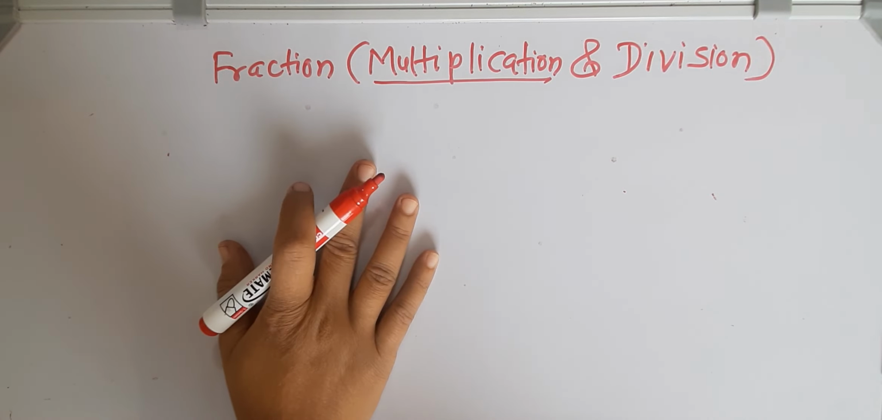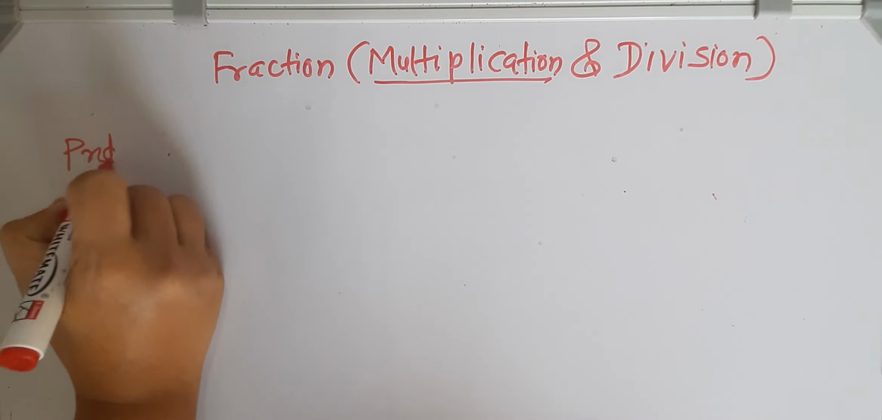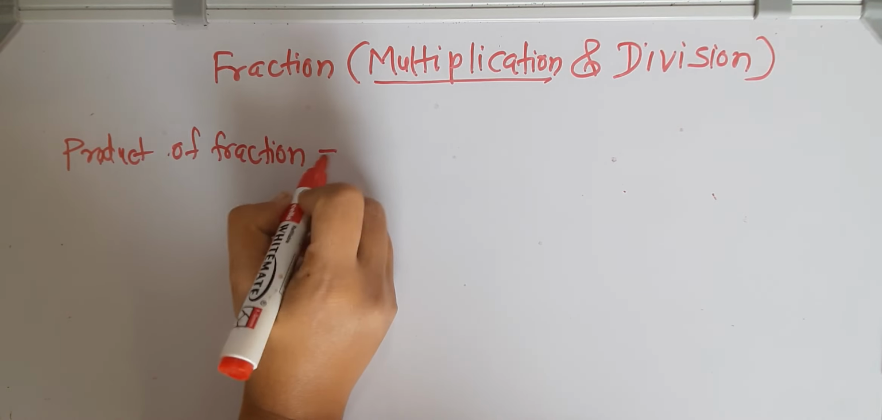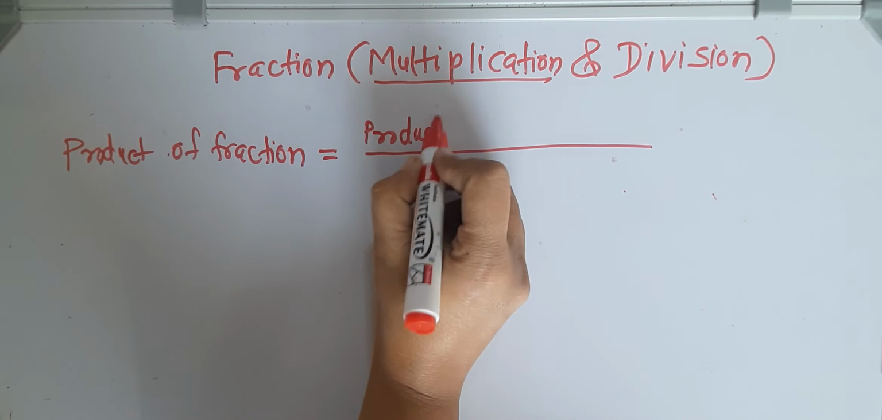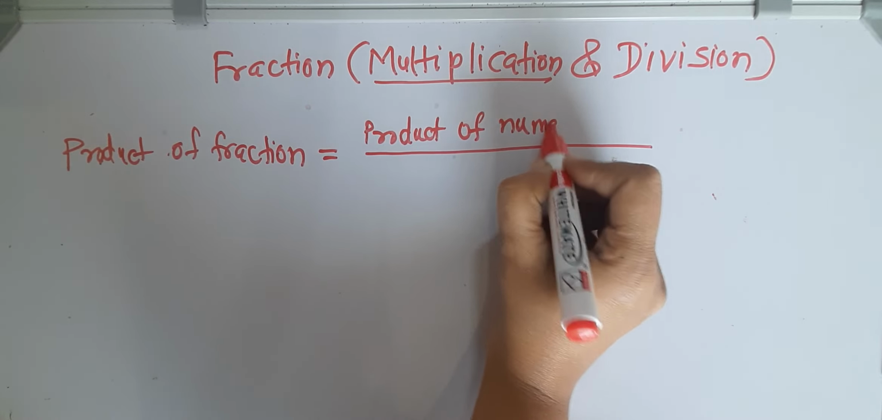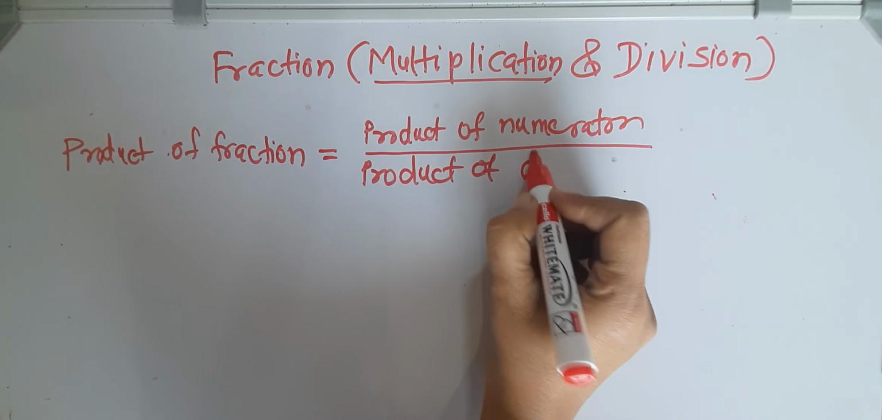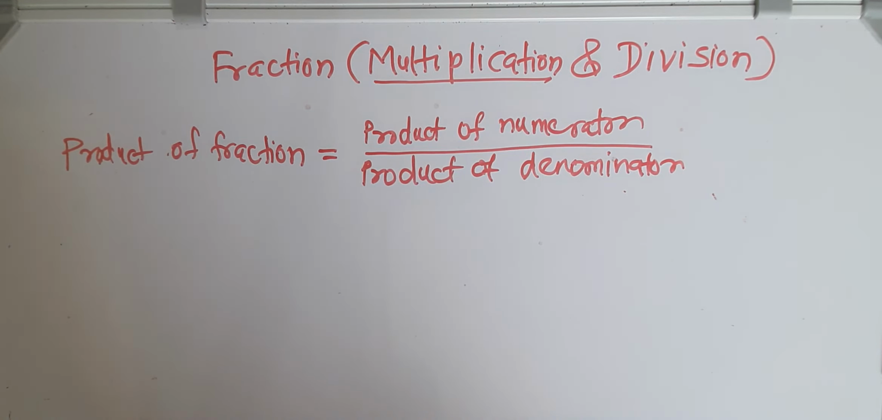To multiply fractions, the product of fractions, where product means the value we receive after multiplication, is equal to the product of the numerators and the product of the denominators. So if you have any fraction values, how can we find the product? We need to multiply the numerators and multiply the denominators. First we'll try how to multiply fraction with fraction.